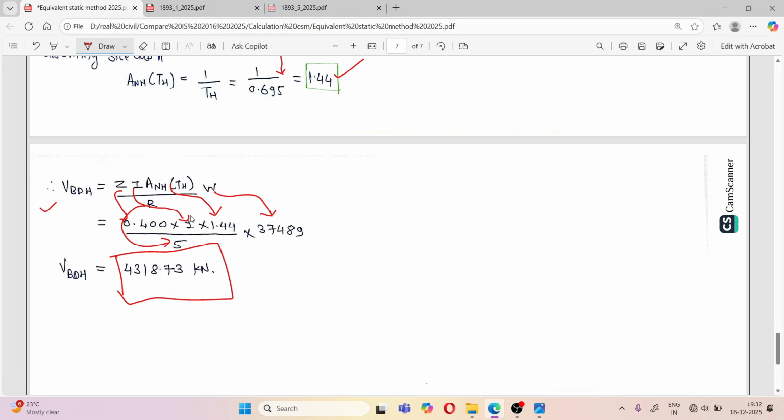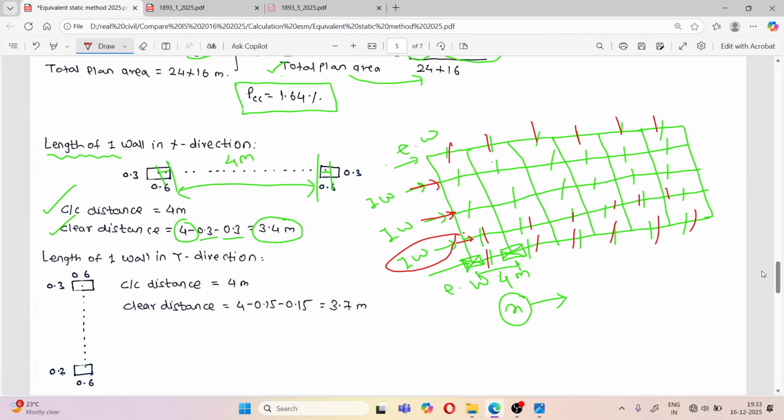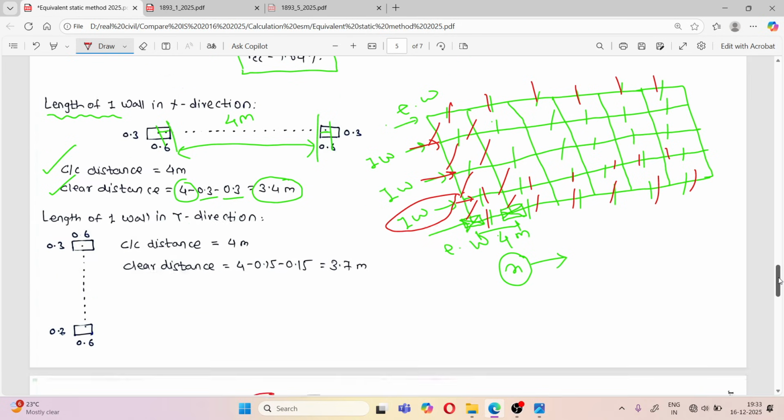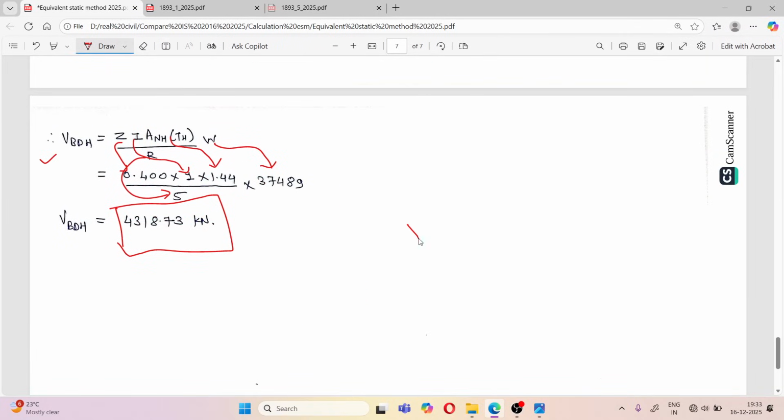Similarly, you can calculate in y direction. The change will be here: you have to consider the walls in y direction. For y direction you have to consider this area of the wall. As per that, the time period will change and your base shear will change. It is almost 1.2 to 1.4 times greater than what we calculated using 2016. It depends on which zone it is and the type of building, but one thing is sure, that base shear is going to increase.